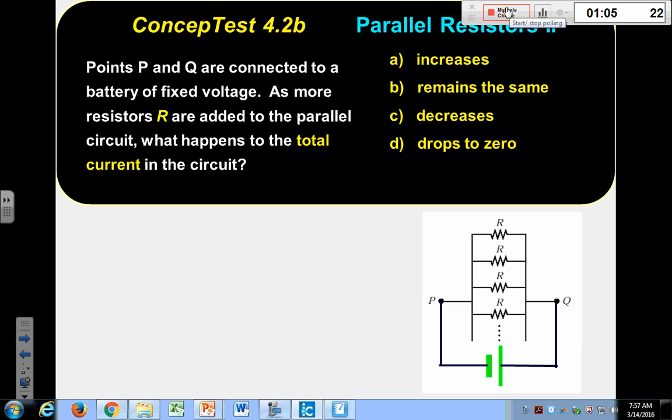Why don't you ask your neighbor what they put? And if you're different, then tell them you're correct and they're wrong, whatever. Everybody ask your neighbor what you put. Don't ask one another.